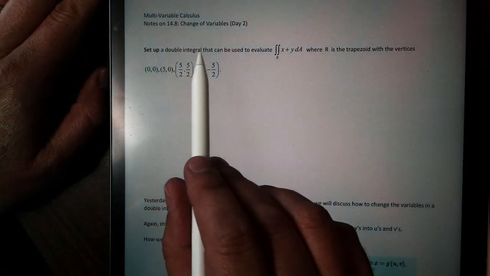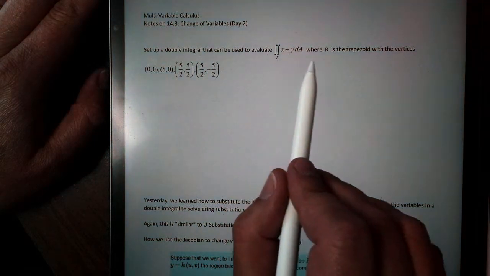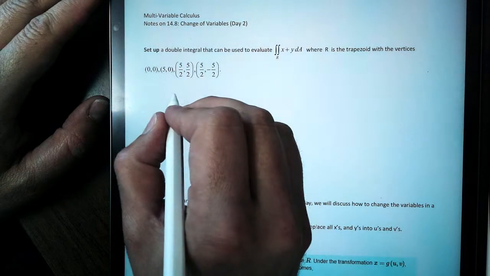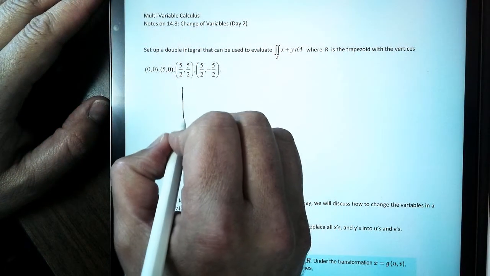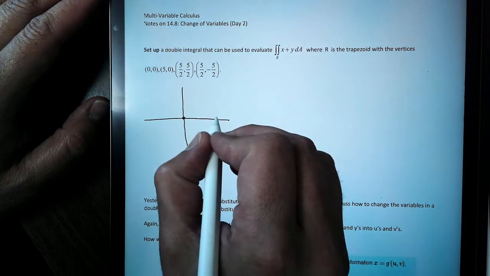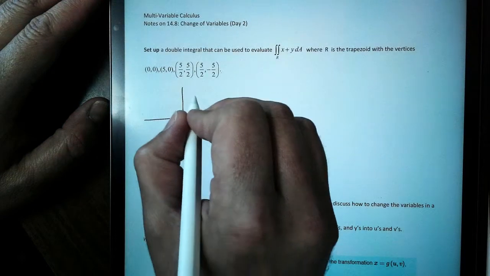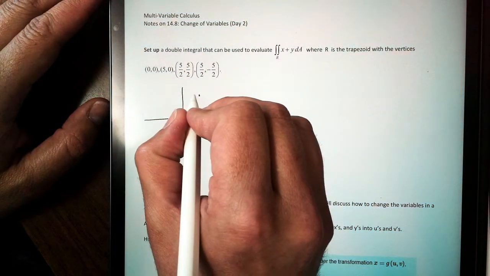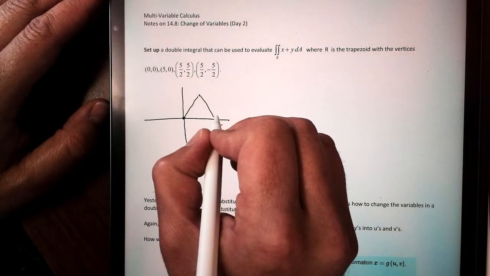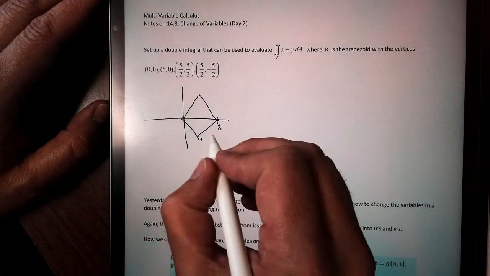We want to set up a double integral that can be used to evaluate this integral, where R is a trapezoid with the following vertices. So I'm going to go ahead and draw this. We have (0, 0), (5, 0), (5/2, 5/2), and (5/2, -5/2). So we have this trapezoid right here, or as I like to say, it's a trap.